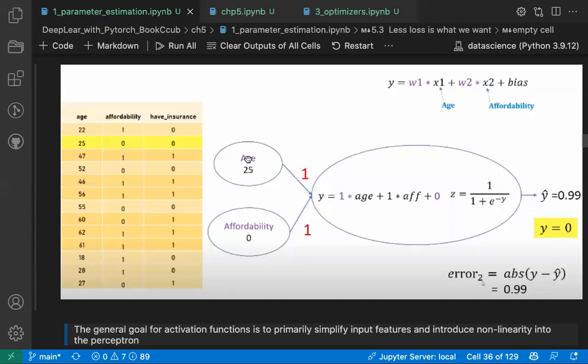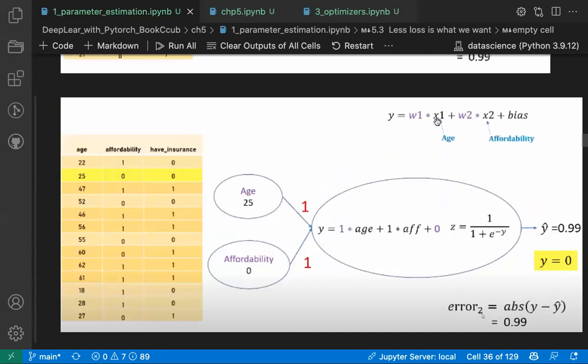So we have two inputs, age and affordability. Now we input into our model, Y equals W times X1. What is our X1, which is age? What is our X2, which is affordability? But W1 and W2 are constant values that we need to change, iterate.